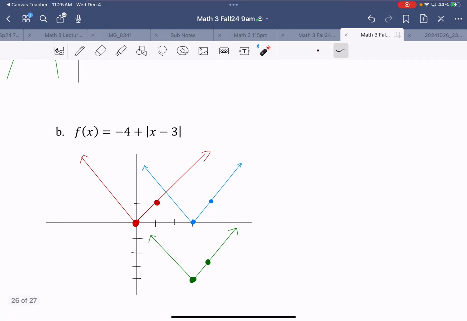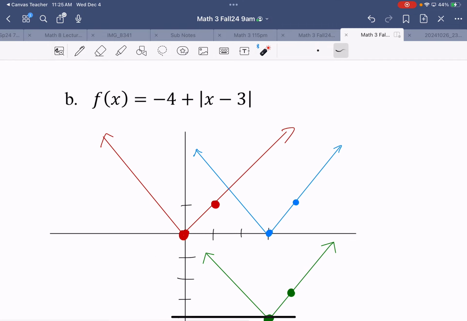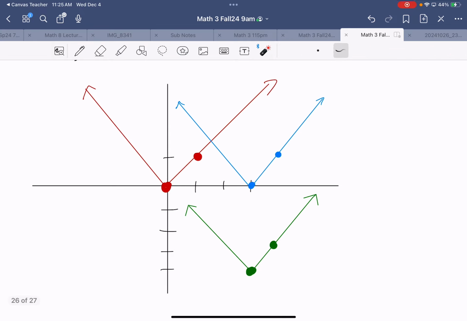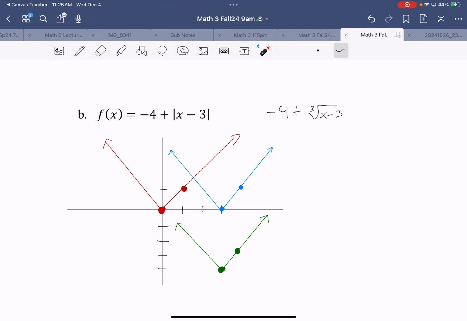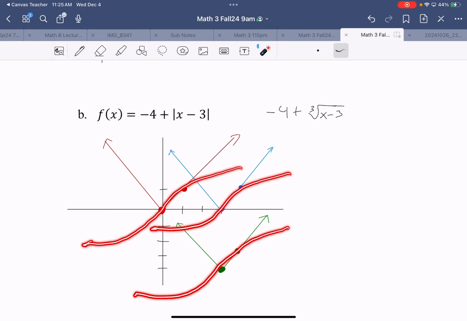Honestly, I can easily change this to, I can write it as -4 plus cube root of x minus 3. And in terms of these points, 0, 0, 1, 1, they're all in the same location. The only thing that will change is, since it's a cube root, I know the cube root looks like this. And then it would move 3 to the right, and it'll look like this. And then it moves 4 down, it'll look like that.